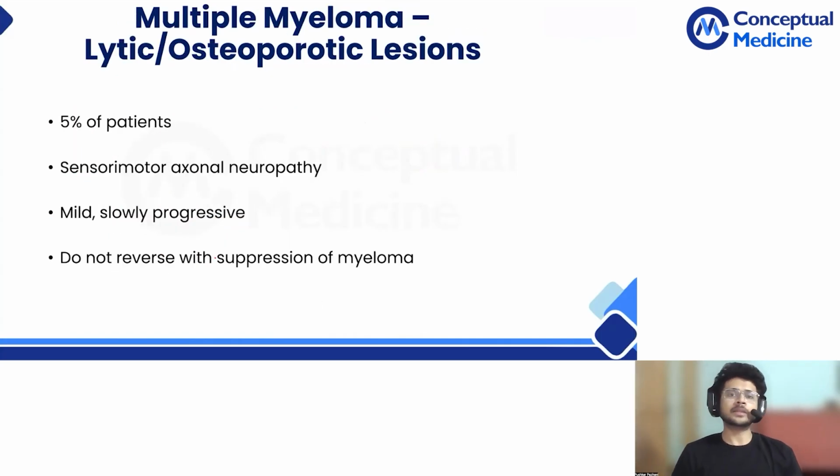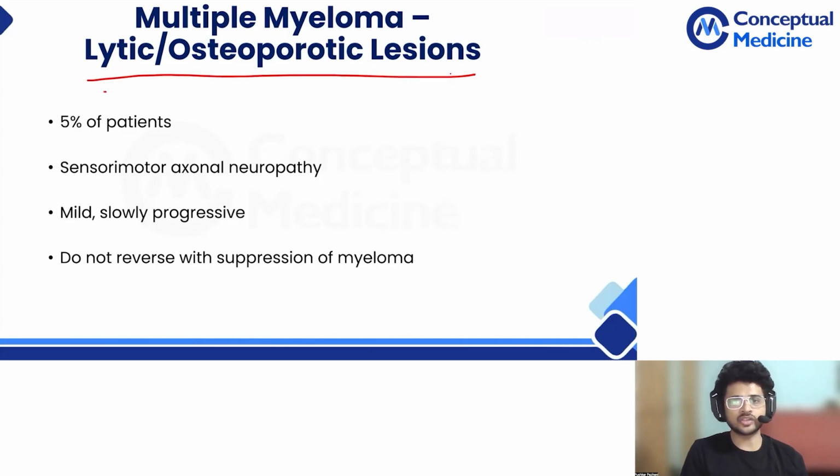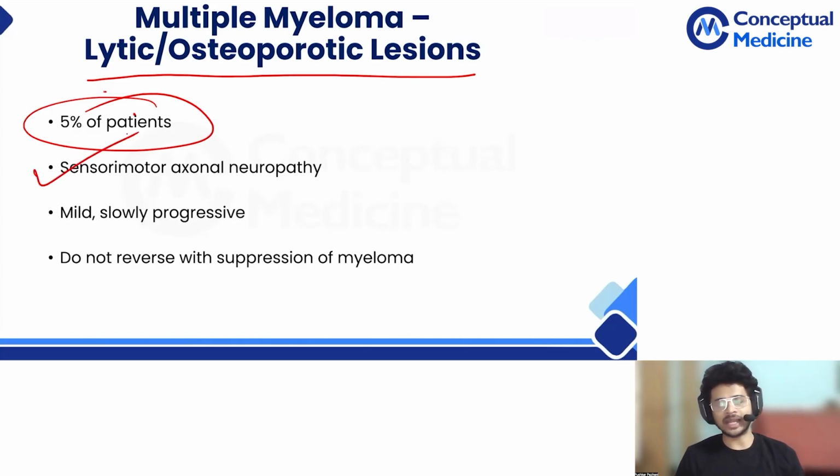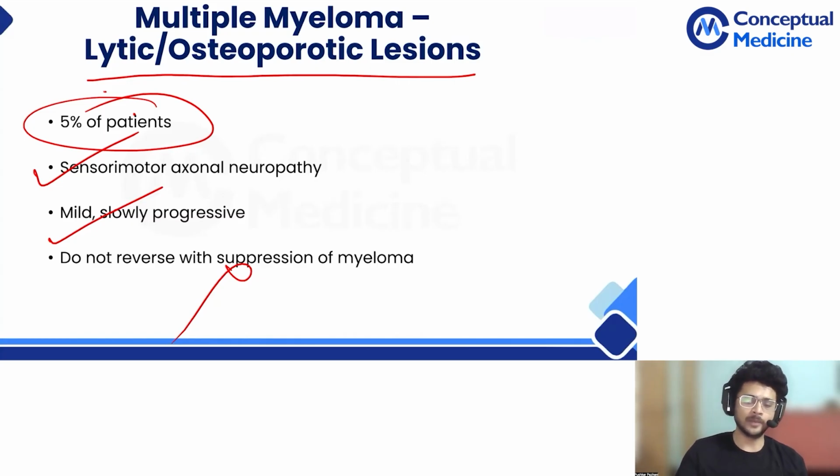Now let's talk a little bit about the myeloma-associated neuropathies. They are quite a varied group of disorders. It depends on the type of the underlying myeloma. Is it a lytic lesion? Is it a sclerotic lesion? So let's discuss. When you have the classical lytic myeloma type, in around 5% of patients you will have a sensorimotor axonal neuropathy. This is usually mild and slowly progressive and unfortunately does not reverse with the suppression of myeloma.